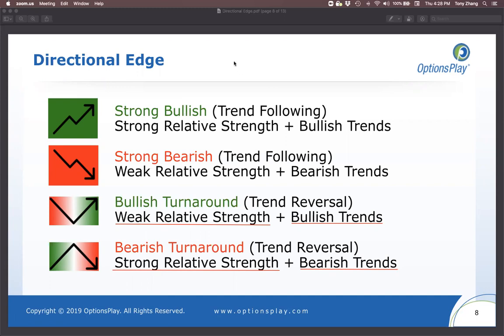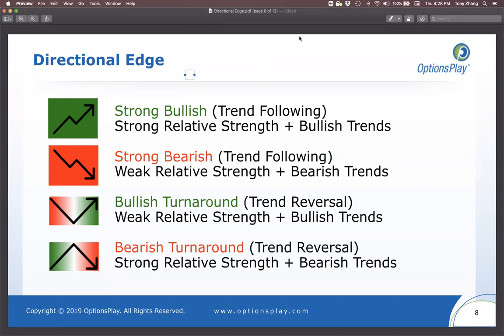So those are the 4 primary categories that you'll find when you use relative strength and the trend indicators to give you a sense for where a stock currently is in its cycle. Is it trending higher? Is it starting to turn back? And so on and so forth. So I think the best way to really learn this is by example.